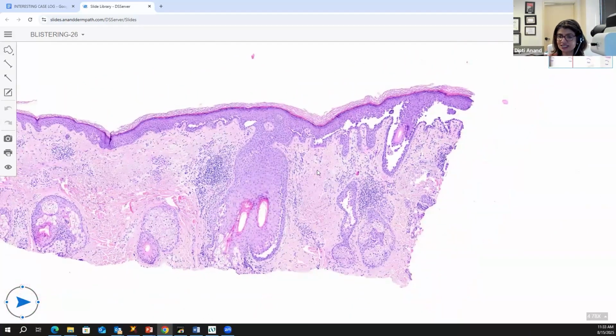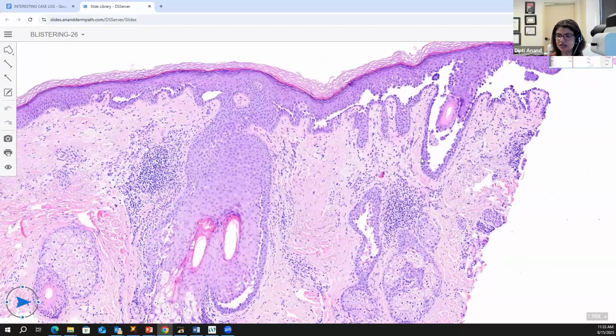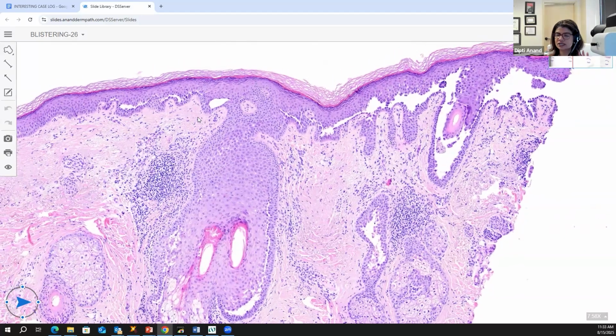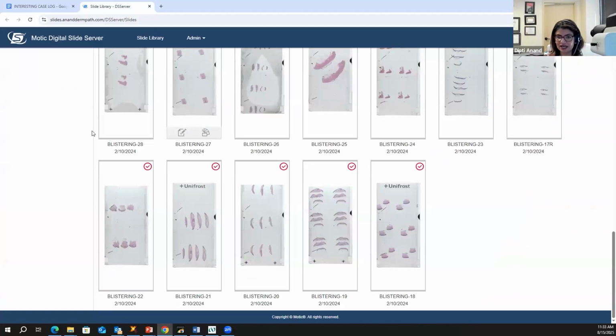I do not pay much attention to the infiltrate in these scenarios. The dermal infiltrate often has some eosinophils, but that is not what is diagnostic of this disease. So it is the level of the split and the involvement of the pilosebaceous units in the hair follicles which will help you to diagnose pemphigus vulgaris. So this is classic pemphigus vulgaris, and we'll see some more examples of pemphigus vulgaris.